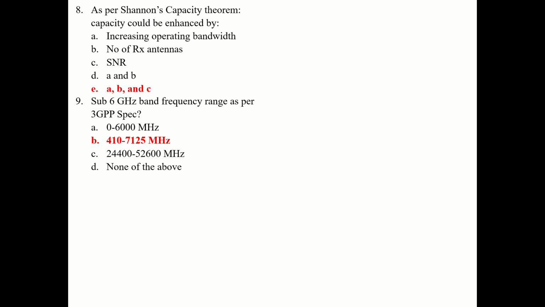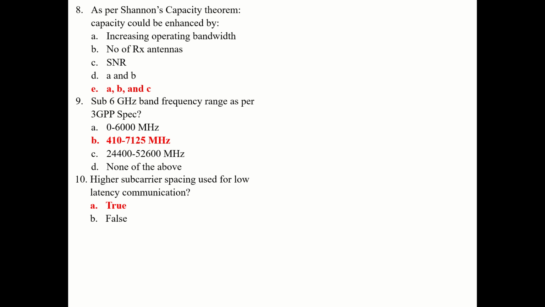Next is the sub 6 GHz band frequency range as per the 3GPP spec. As I mentioned many times during my presentation on 5G OTA and spec, sub 6 gigahertz is no more only below 6 gigahertz. It has been updated in the spec to 410 megahertz to 7125 megahertz. So we have to make sure that when we talk of sub 6 hereafter, it refers to up to 7125 megahertz.